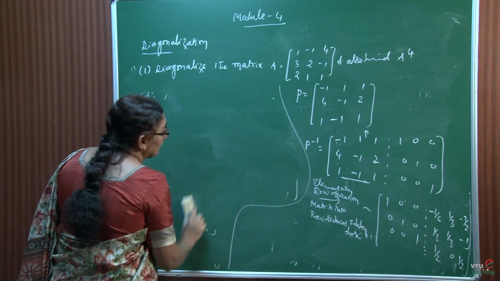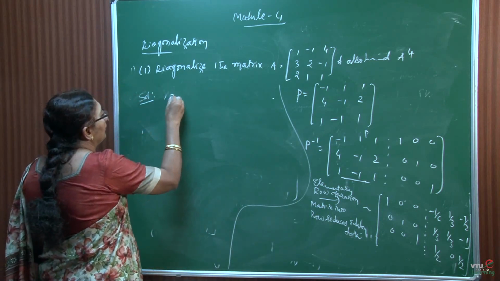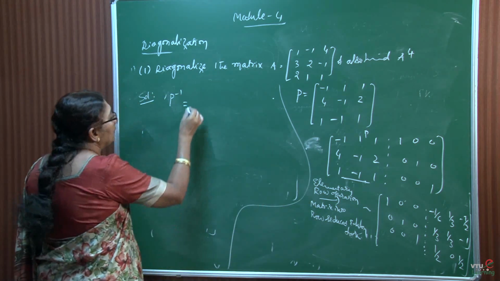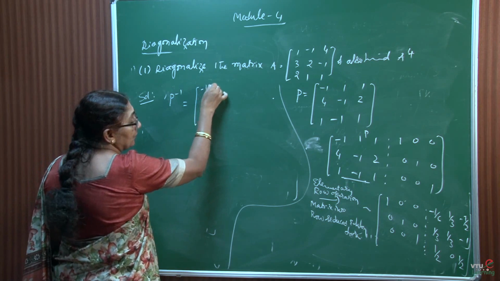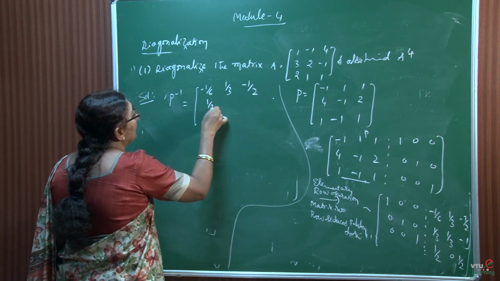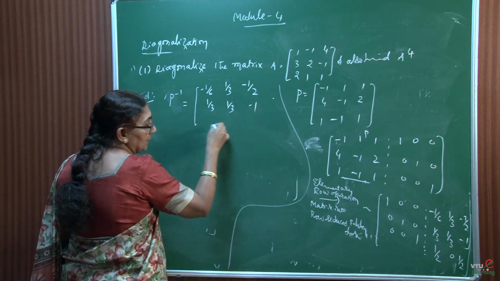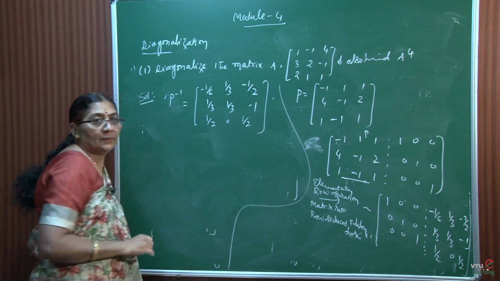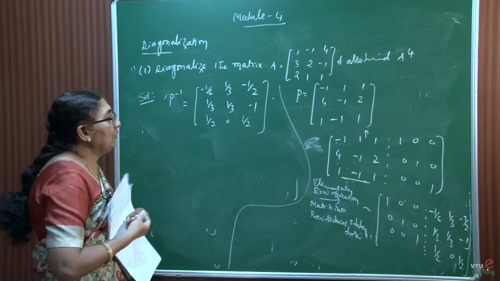Therefore, what is P inverse here? We are finding P inverse using this. P inverse is nothing but minus 1 by 6, 1 by 3, minus 1 by 2, 1 by 3, 1 by 3, minus 1, 1 by 2, 0, 1 by 2. Okay, P inverse.